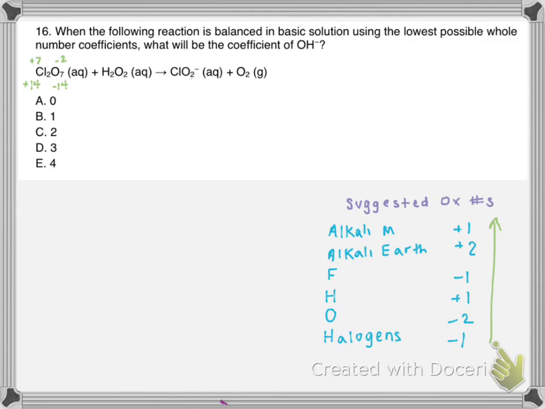Okay, now we move on to H2O2. So hydrogen's higher up on our list. We're going to assign it +1 for an overall +2. This molecule is again overall neutral, so the oxygen is going to have to contribute -2, which means each oxygen is going to be -1.